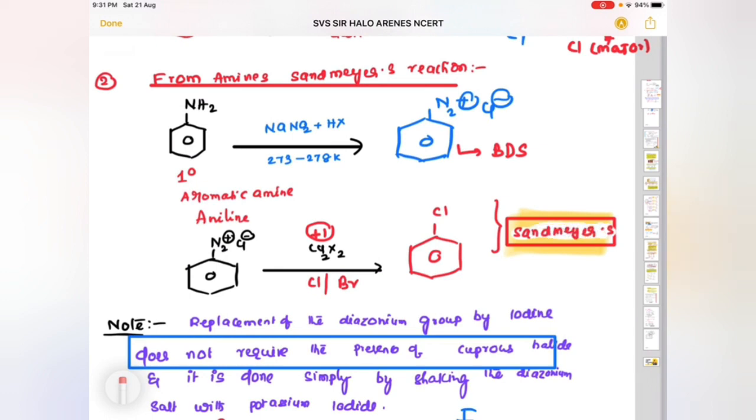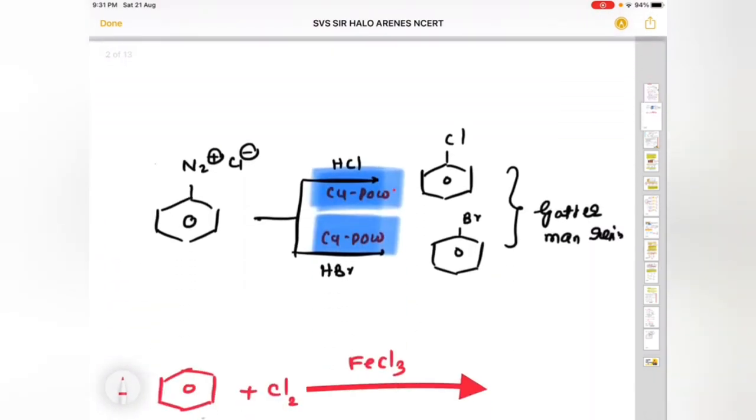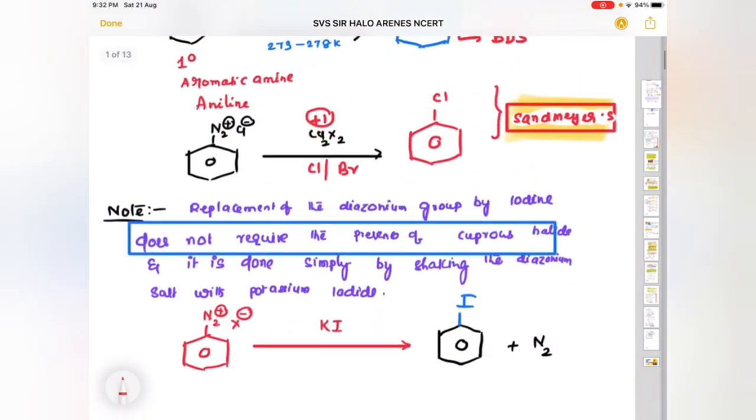Everybody should focus. Instead of copper salt, if you take copper powder, just copper powder, with HCl we are getting chlorobenzene, with HBr we are getting bromobenzene. The name of the reaction is Gattermann's reaction. Just a difference: copper salt here, copper powder there. If you take copper in +1 oxidation state, Sandmeyer reaction. If you take copper powder, we are getting Gattermann reaction.